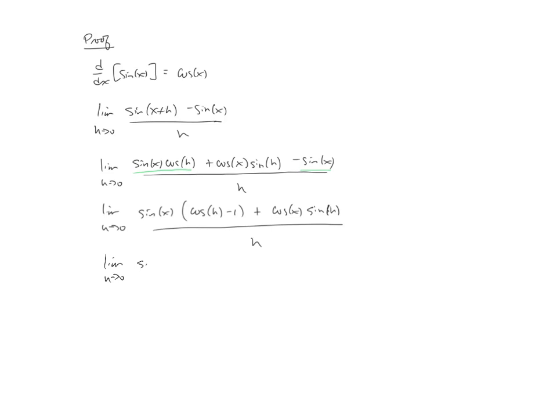So this is going to be sine x times the limit as h goes to 0 of (cosine h minus 1) over h, plus the limit as h goes to 0 of cosine x times sine h over h.